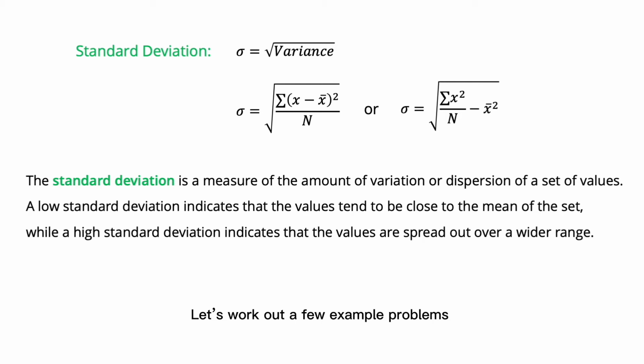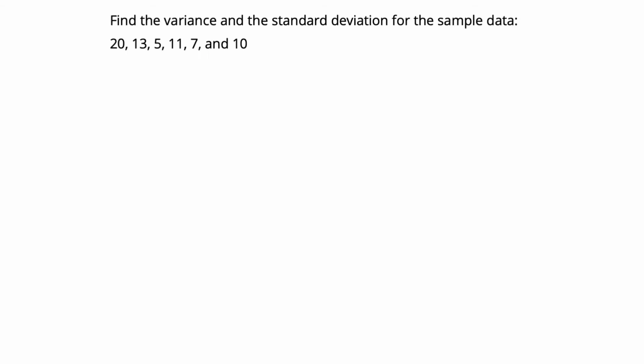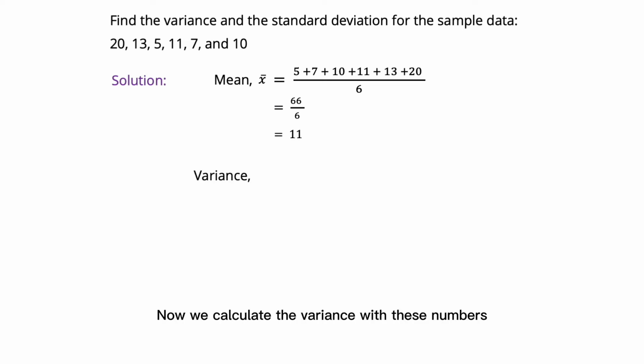Let's work out a few example problems about the variance and standard deviation. Find the variance and the standard deviation for the data 20, 13, 5, 11, 7, and 10. We calculate the mean of the data given, that is the average of the data. X bar is the symbol of the mean. That is 5 plus 7 plus 10 plus 11 plus 13 plus 20, divided by 6. We have a total of 66 divided by 6. The mean is 11.